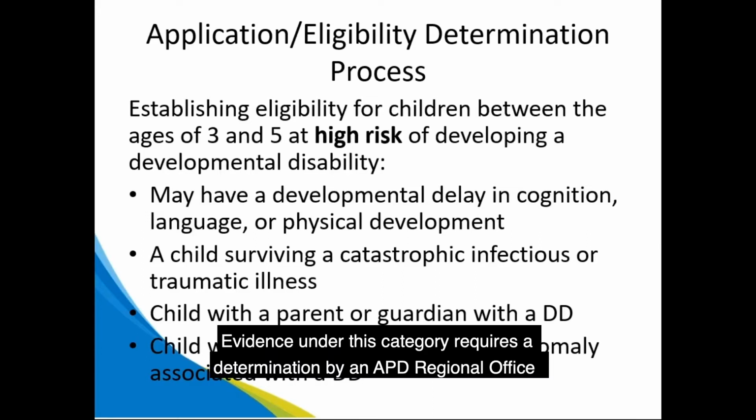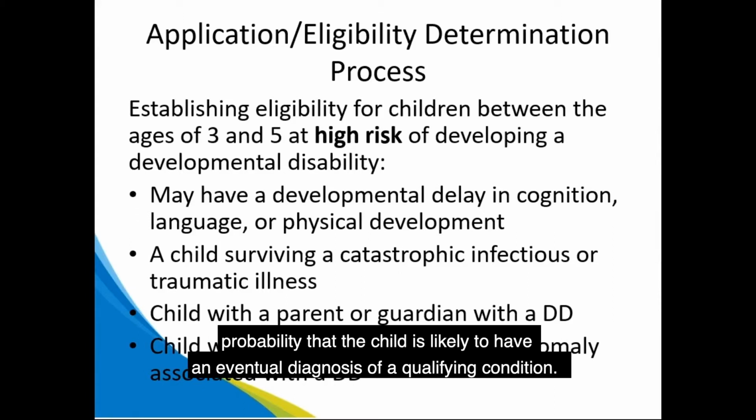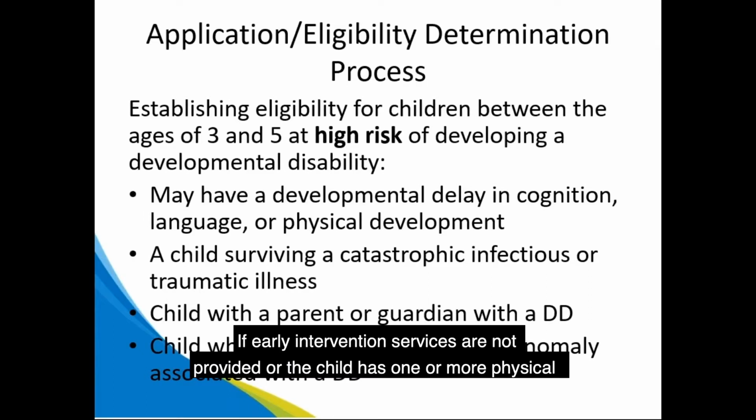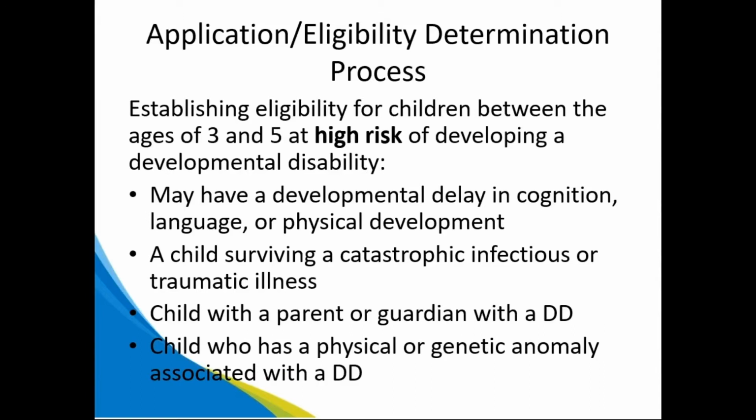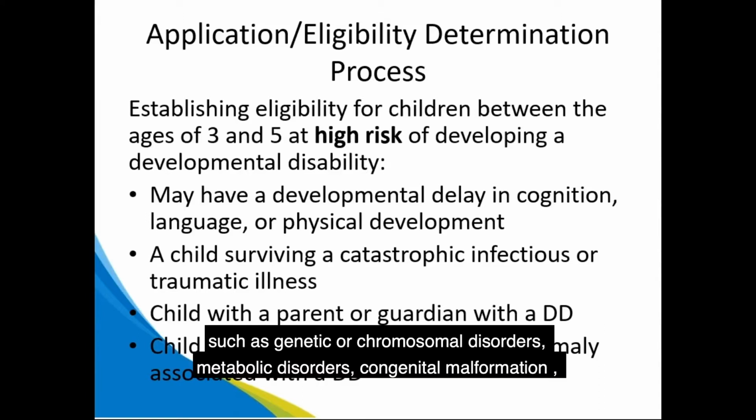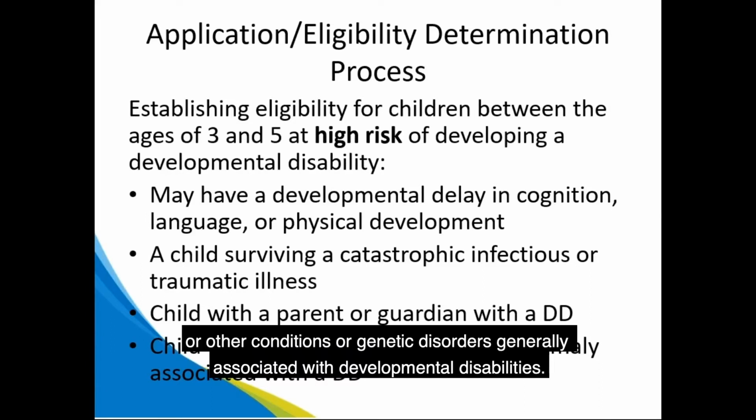Evidence under this category requires a determination by APD regional office staff that a medical diagnosis of developmental delay evidenced by the child indicates a high probability that the child is likely to have an eventual diagnosis of a qualifying condition if early intervention services are not provided, or the child has one or more physical or genetic anomalies associated with a developmental disability, such as genetic or chromosomal disorders, metabolic disorders, congenital malformation, neurological abnormalities, chronic or catastrophic illnesses, or other conditions or genetic disorders generally associated with developmental disabilities.